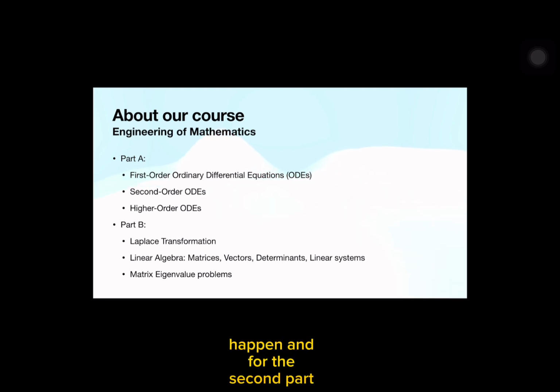And for the second part, there will be a Laplace transformation. Anyone familiar with this? Not yet, right? This is actually still differential equation, but with some unique tools that we call the Laplace transform. Linear algebra, it includes matrix, vectors, determinants, and linear system. Okay. This is basically solving the linear equations, but using matrix and using several techniques.